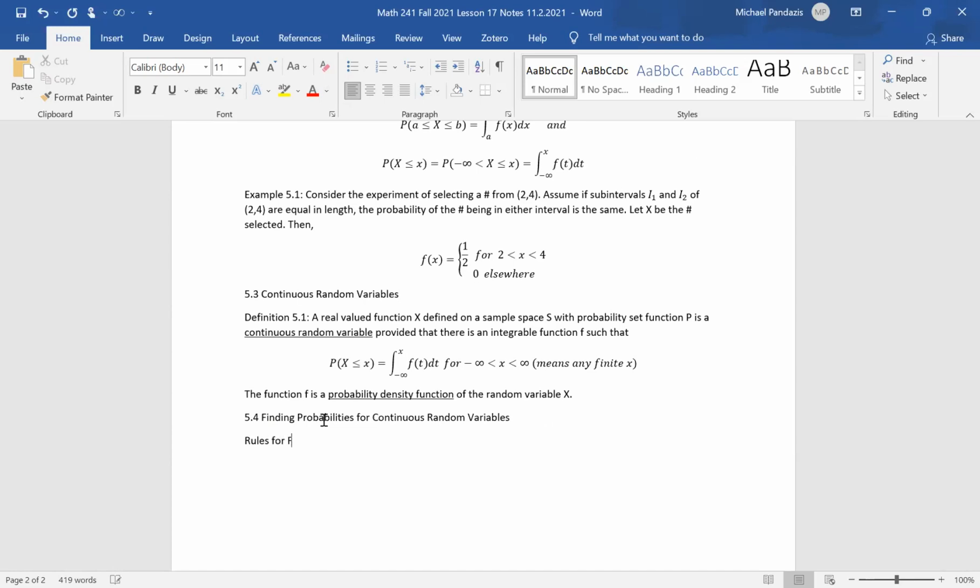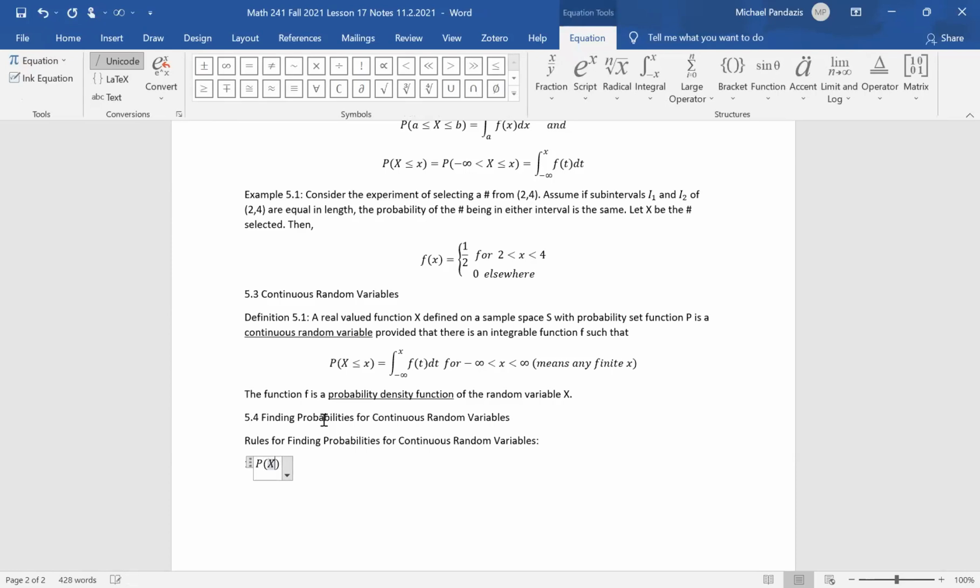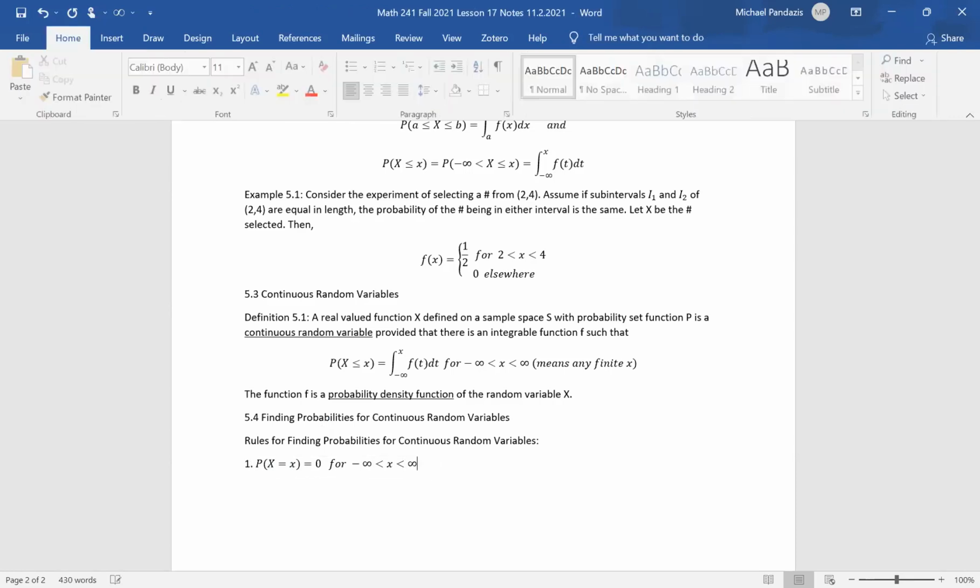Okay, so these are rules for finding probabilities for continuous random variables. Rule 1: the probability of X equal to little x is 0 for negative infinity less than x less than infinity.